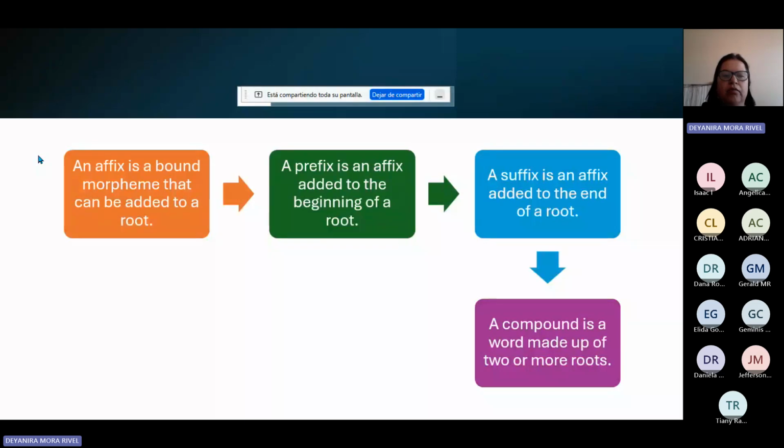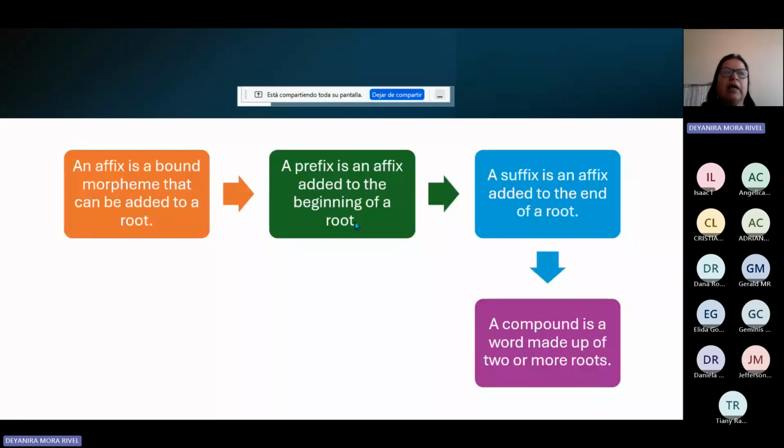A bound morpheme has to be next to another morpheme to have meaning. So affixes can be at the beginning of the root or at the end of the root, right? Added at the beginning or at the end. And they are bound because they don't have meaning on their own.